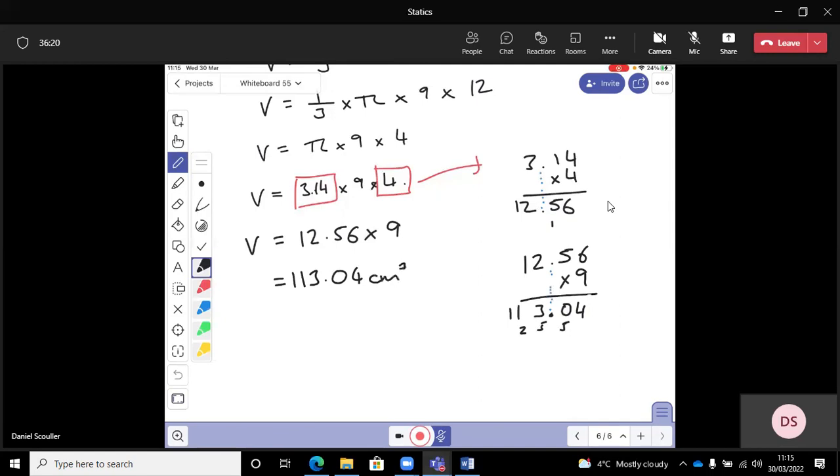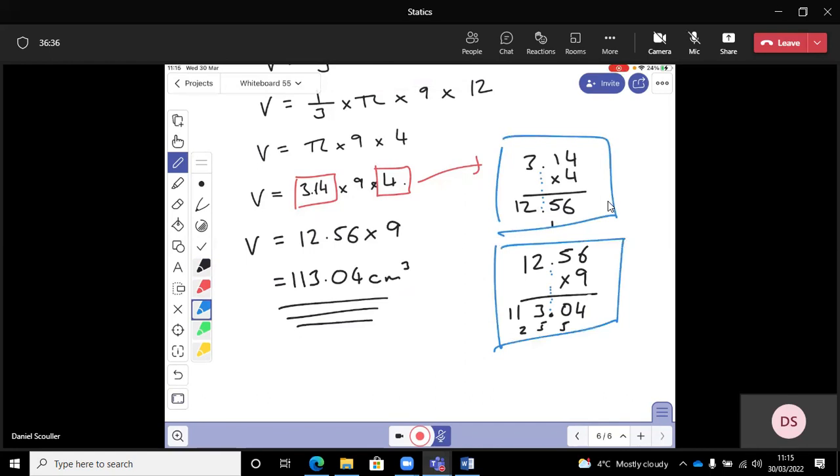And it's a volume, so it's cubed. That's our answer. You need to be able to do this.